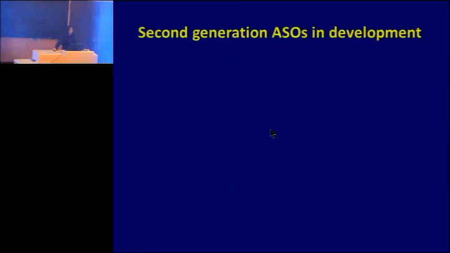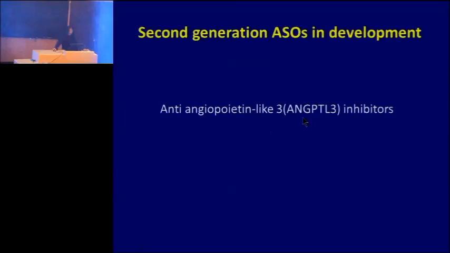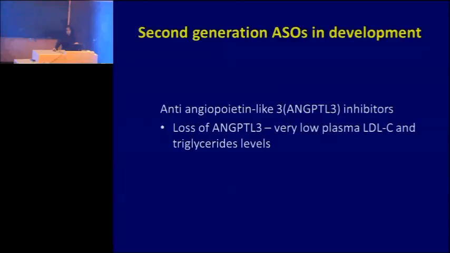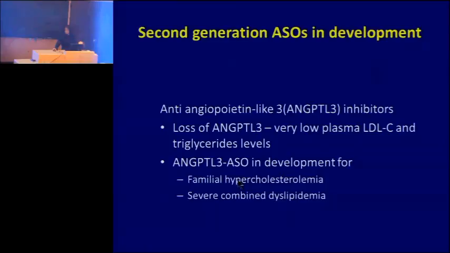There are second-generation antisense oligos being developed against other proteins. One of them is ANGPTL3. This is a glycoprotein synthesized by the liver. It's important in lipid and glucose metabolism. People who have loss of function mutations of ANGPTL3 have very low plasma LDL cholesterol and triglyceride levels. So there's a company that's working on an ASO for this, in development for people with genetic hypercholesterolemia, as well as for people who have severe dyslipidemia, combined pattern, elevated LDL as well as triglycerides.